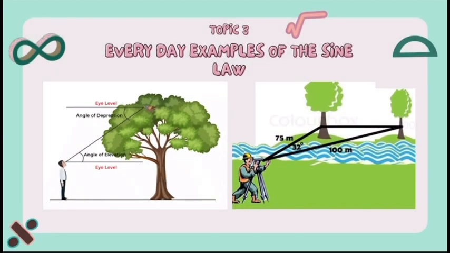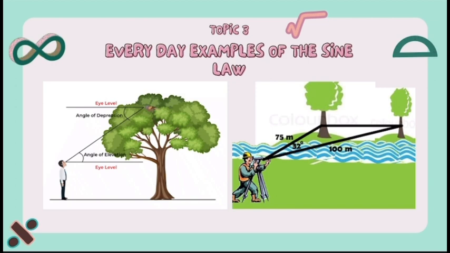So, these are some everyday examples of the sine law. We can include determining the height of a tree or a building by measuring angles and distances from different vantage points, or calculating distances between inaccessible points using triangulation methods in navigation or surveying.